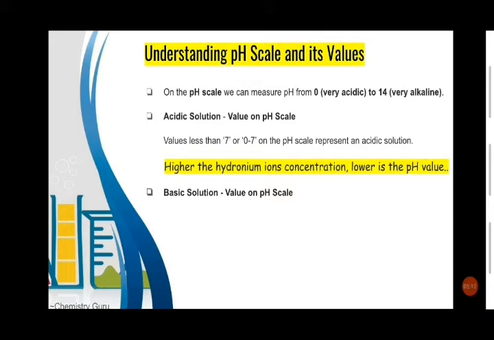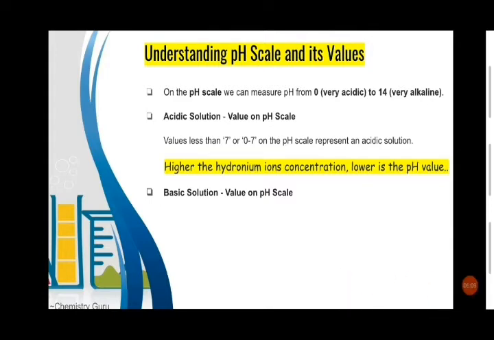Now acidic solutions and basic solutions act differently. For an acidic solution, the value on the pH scale is less than 7. The total numbering is from 0 to 14. 0 is more towards acidic and 14 is towards alkaline. Acidic solutions have a reading of less than 7, so it varies from 0 to 7 on the pH scale.